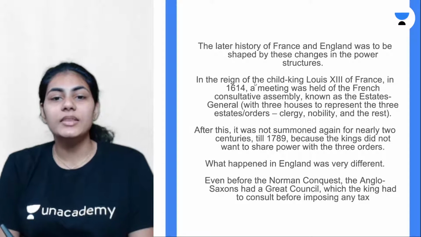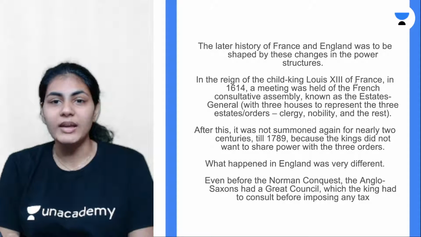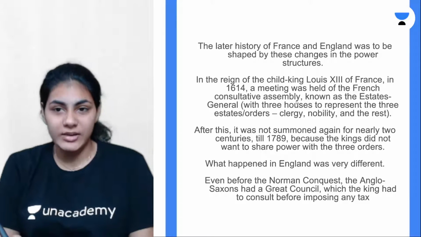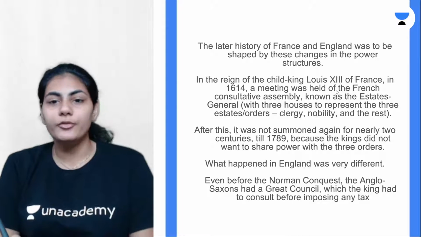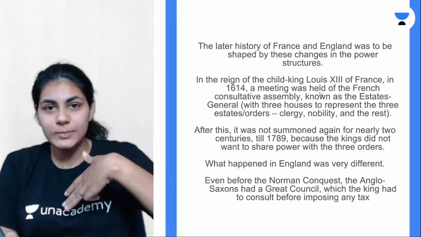For example, in the reign of Louis XIII of France, in 1614, a meeting was held of the French Consultative Assembly. At that point of time, it's known as the Estates General, which basically had 3 houses.